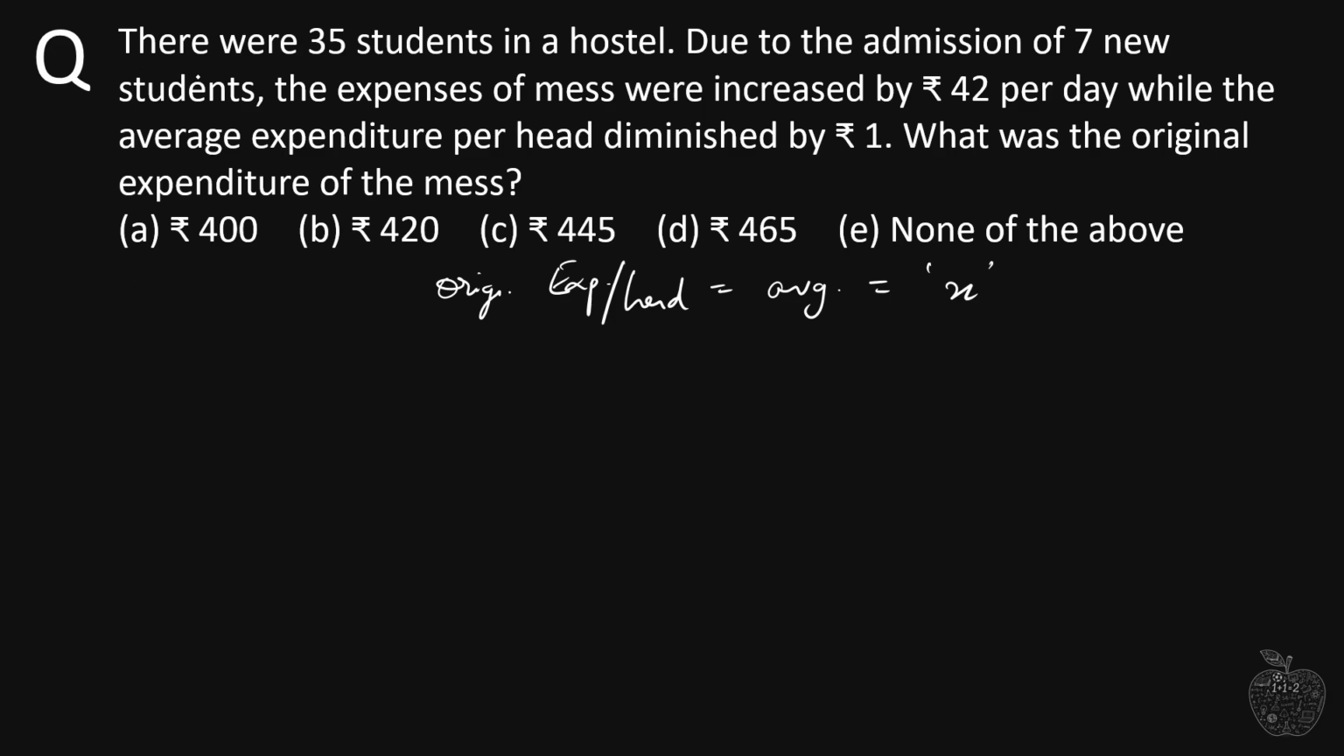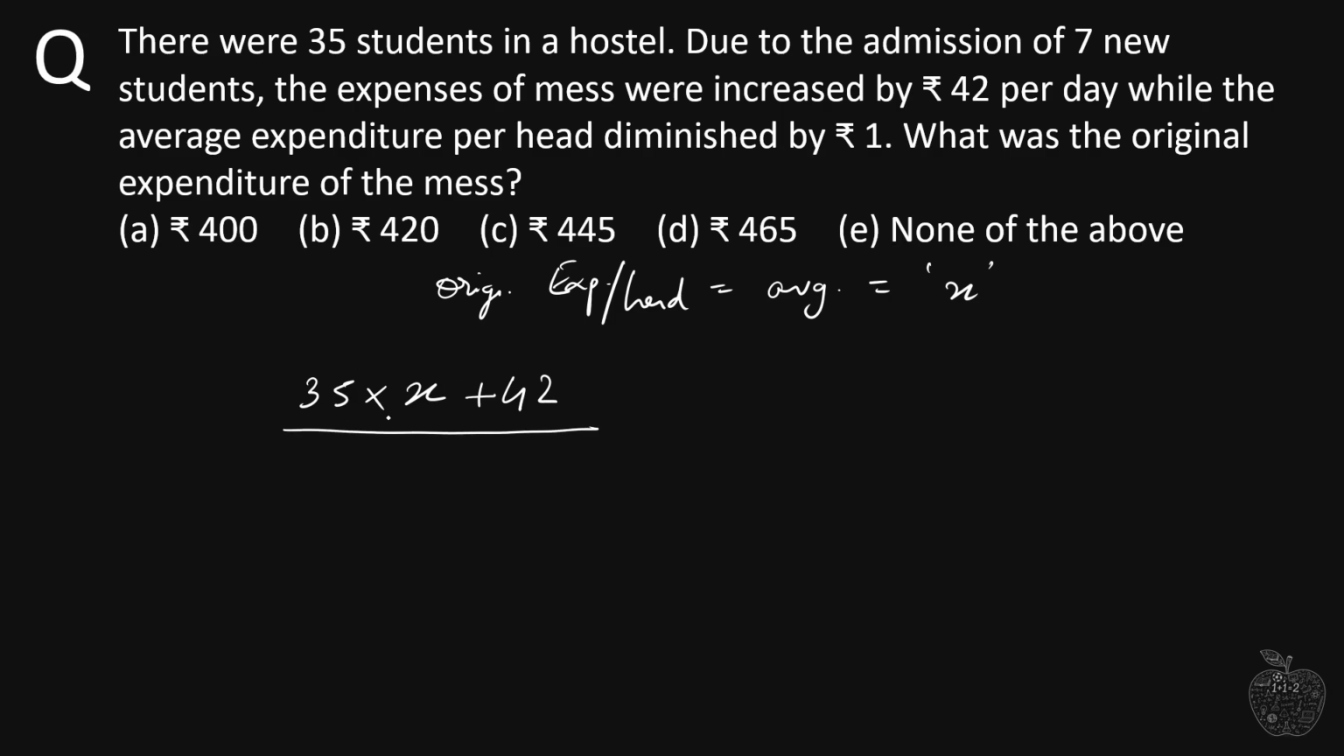Now what is the total expense of the mess? There are a total of 35 students, and on average the expense per head is x. So this will give me the total expense of the mess. Now due to the admission of 7 new students, the expense of the mess was increased by 42 per day. For the day, the expense was 35 into x. In this total we add rupees 42 because there has been an admission of 7 new students. Now we have got the total expense of the mess for the day.